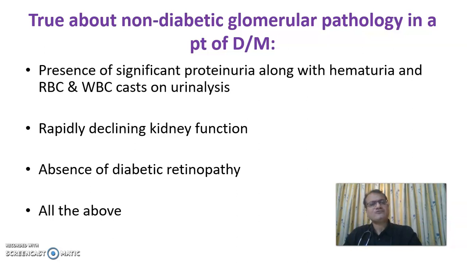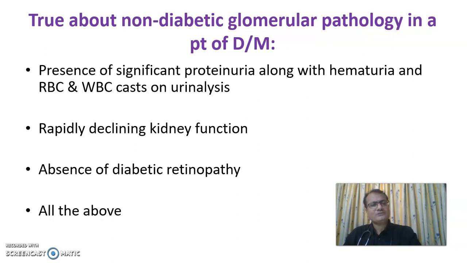Hematuria and cast formation is suggestive of a nephritic pathology. Nephritic pathology indicates some inflammation in the glomerulus. So as I said, in diabetic patients we do not have any inflammation as such in the glomerulus.